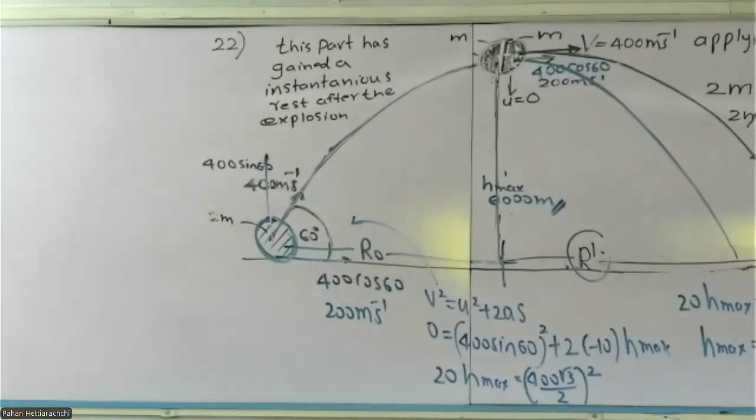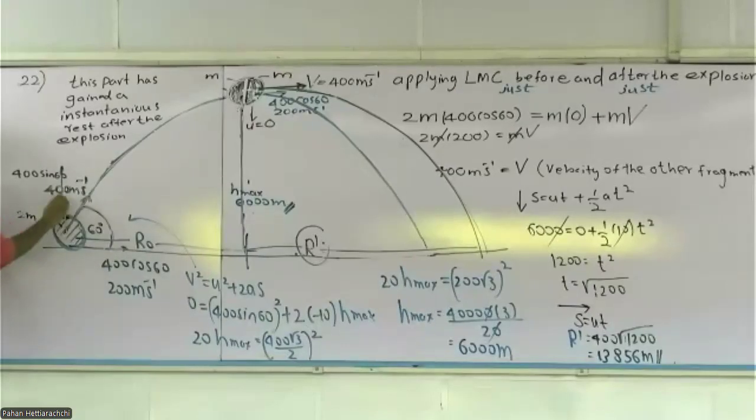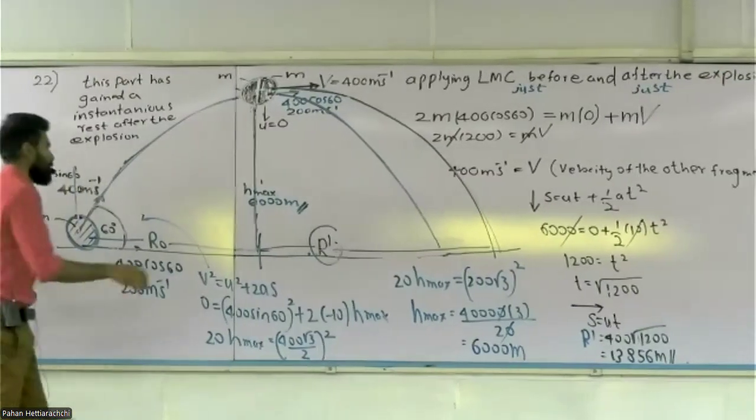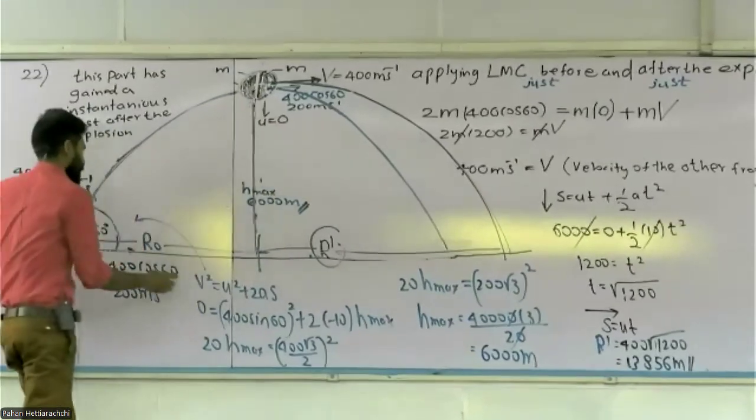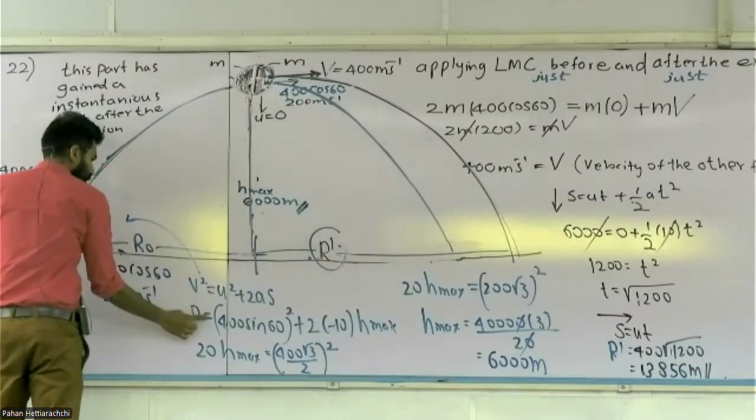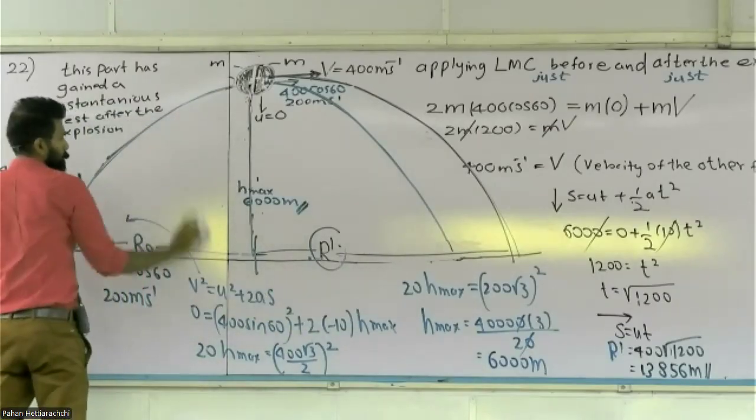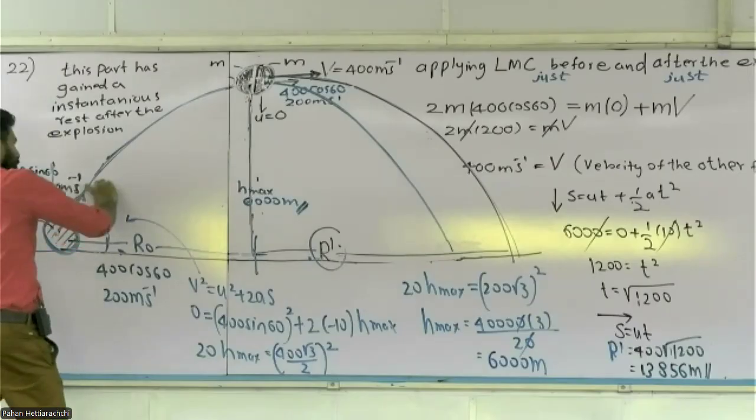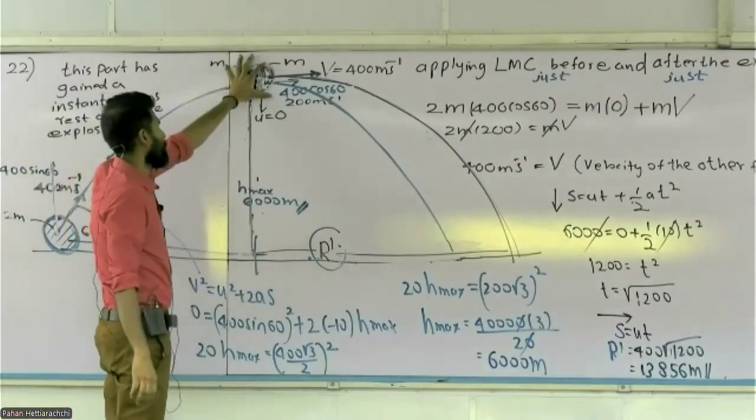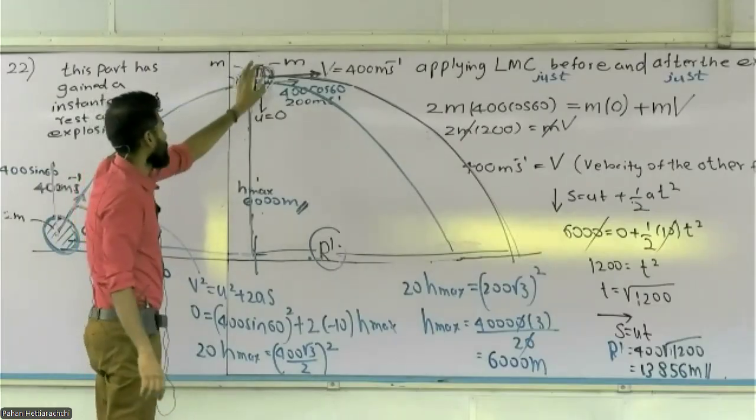Okay, so let's finish the class. And 400 cos 60 and 400 sin 60. Due to this 400 sin 60 upward velocity component, you have to find the maximum height gained. Apply v squared equals u squared plus 2as for the initial projectile: at the highest point velocity is 0, so 0 equals (400 sin 60) squared minus 2 times 10 times h max, giving 6,000 meters. So in this initial parabolic path, the object will reach a 6,000 meter height. Here there's an explosion that separates this object into two equal fragments. At the highest point, there is no vertical velocity.